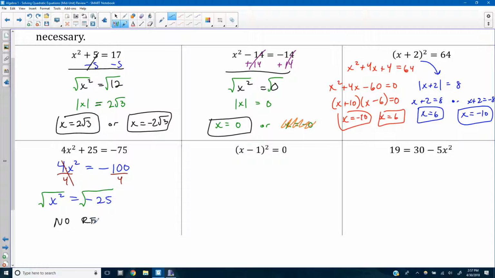And I should have been saying that for the other problem. When we graphed, I should have said no real solution. I really want to get in that habit. When you're in Algebra 2, that'll be important. You probably won't even say no real solution. You're going to find the imaginary solutions to them.